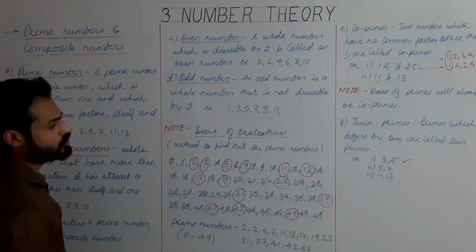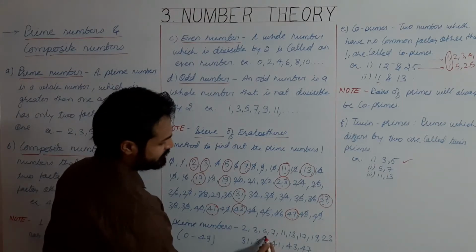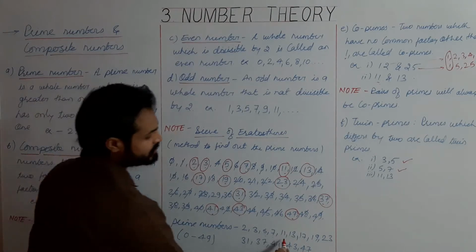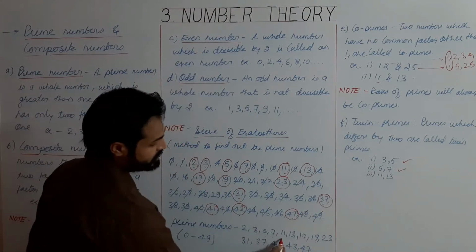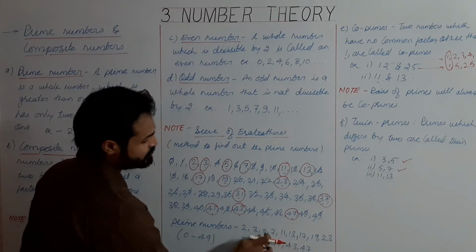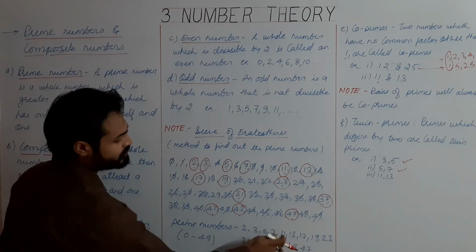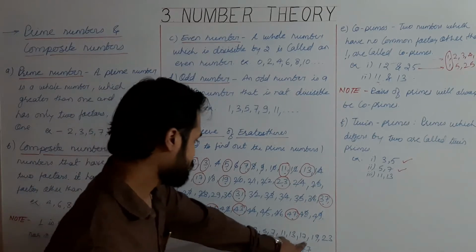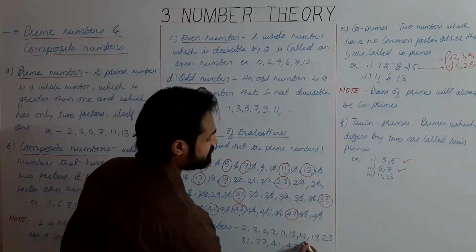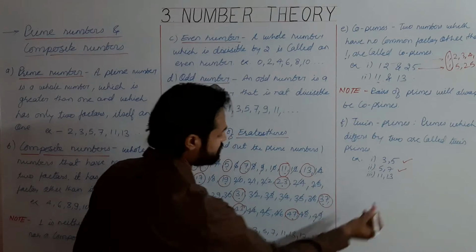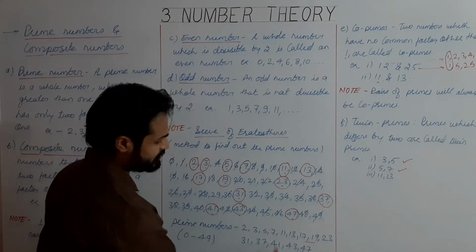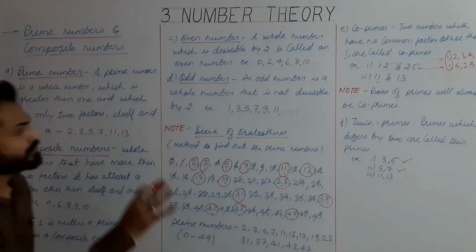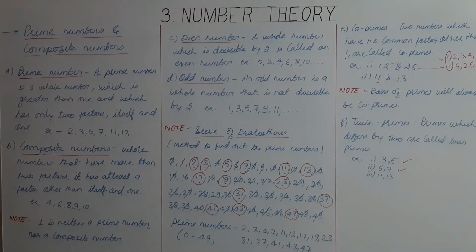are twin primes. 5 and 7, again the difference is 2. 11 and 13, again the difference is 2. But here 11 and 7, the difference is 4. So 11 and 7, this pair is not a twin prime, right? And another pair is 17 and 19. After 11, 13, we have 17 and 19. Next pair is 41 and 43. So this is all from the basics.